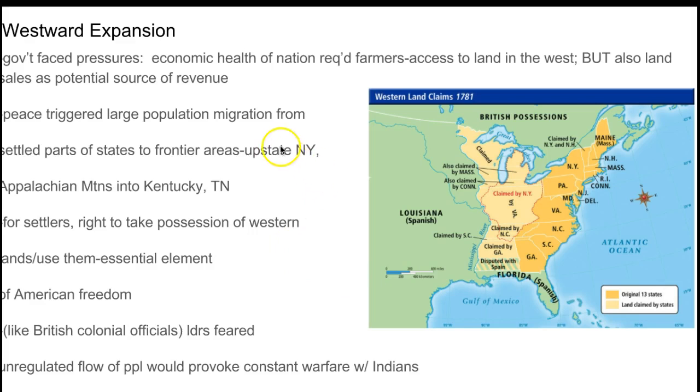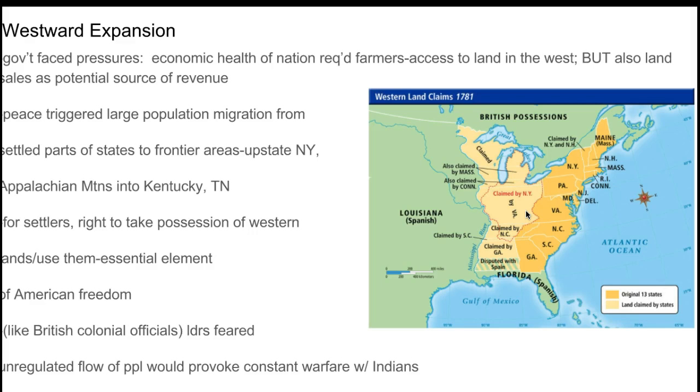So now that there's peace and people aren't fighting this war, they're ready to head west. They go up to upstate New York, over the Appalachian Mountains into what is now Kentucky and Tennessee. They wanted this land, and taking possession of this western land was a symbol of their freedom now that they had freedom to do these things.